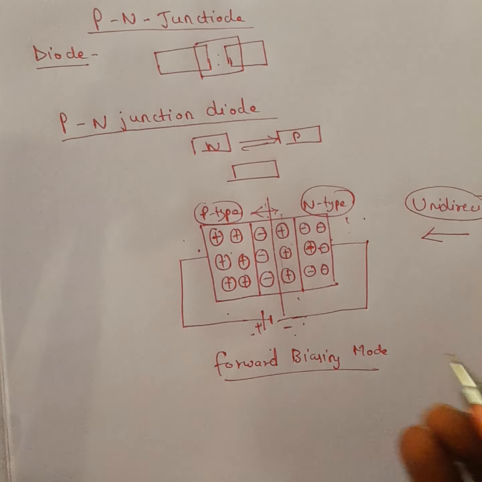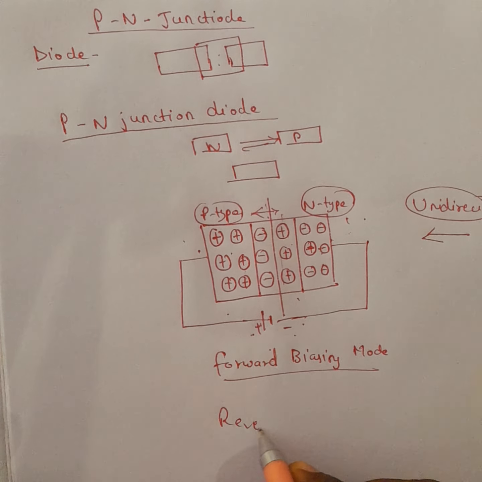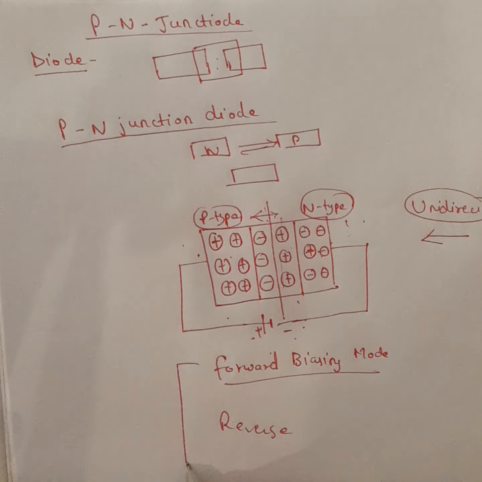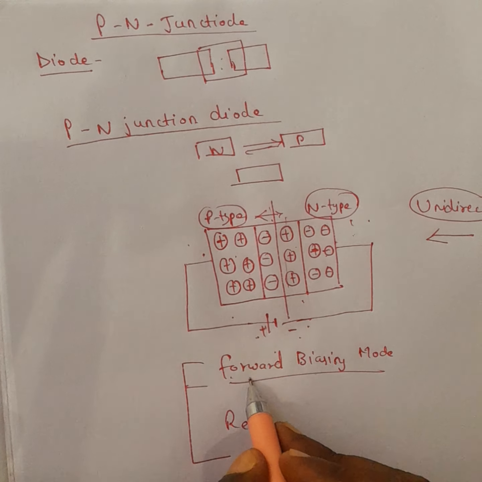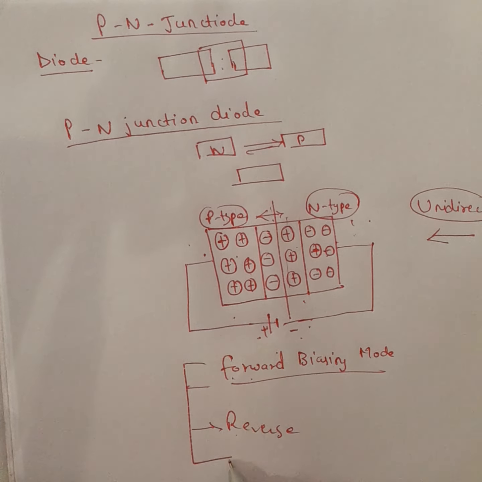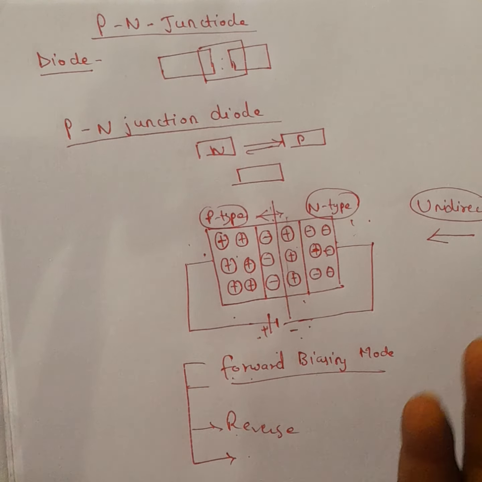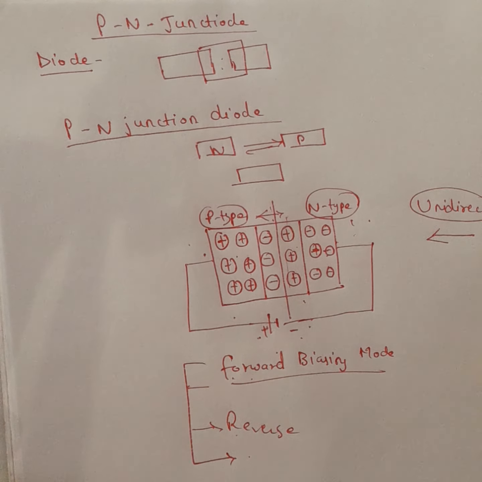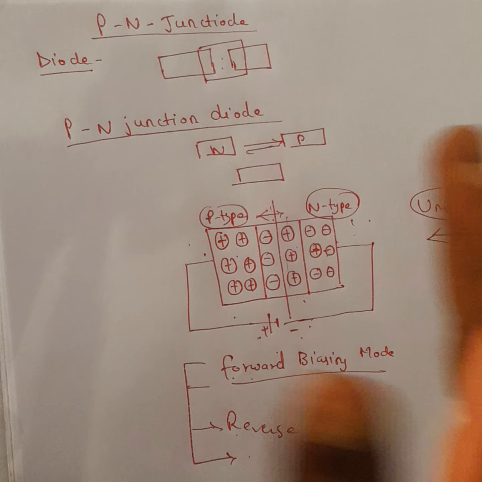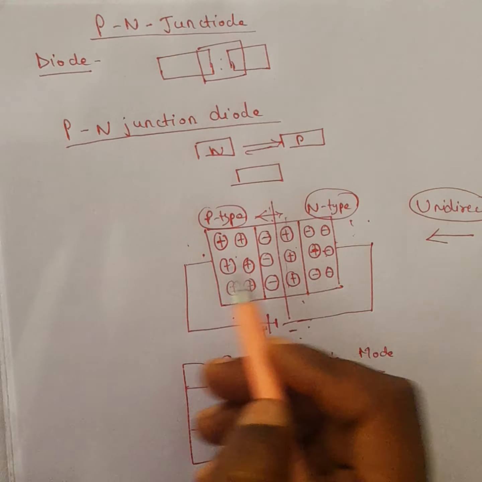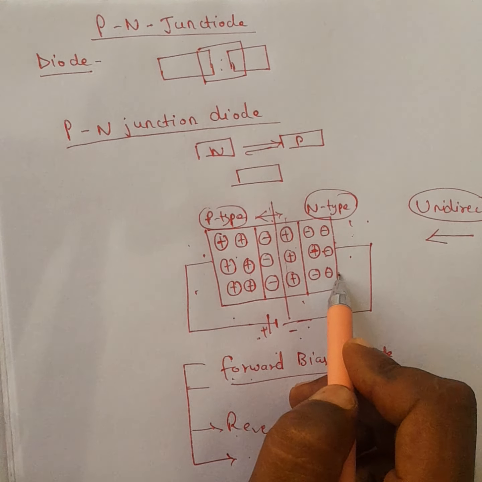Now the other is reverse biasing. There are three biasing modes in a PN junction. First is forward biasing, second is reverse biasing, and third is zero bias, which I explained first: when no voltage source is applied to the terminals of the PN junction, that biasing is known as zero biasing, because no supply is connected to either terminal of the PN junction diode.